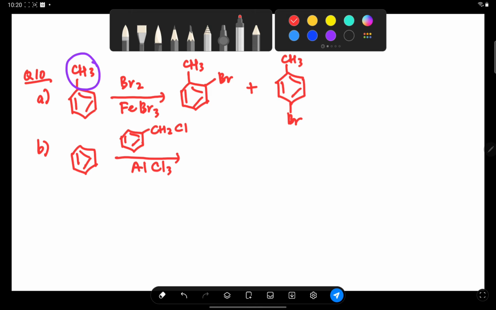So, yang ni Friedel-Crafts alkylation. Sedangkan saya cakap tadi, kalau Friedel-Crafts sini mesti aluminium. So, your product is masuk yang ni lah.